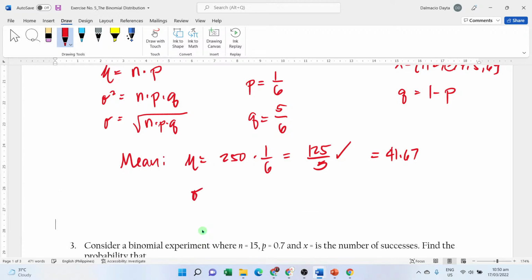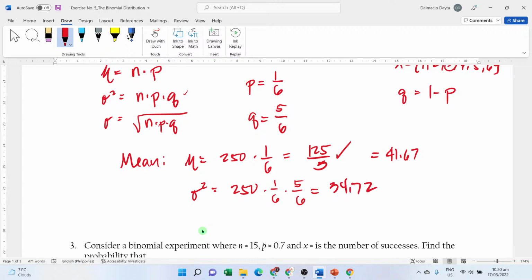Next, the variance is 250 times p times q, that is 1 over 6 times 5 over 6. So what is that? Yung 41.67, yun na yung n times p. So multiply that by 5 over 6. The answer will be 34.72.